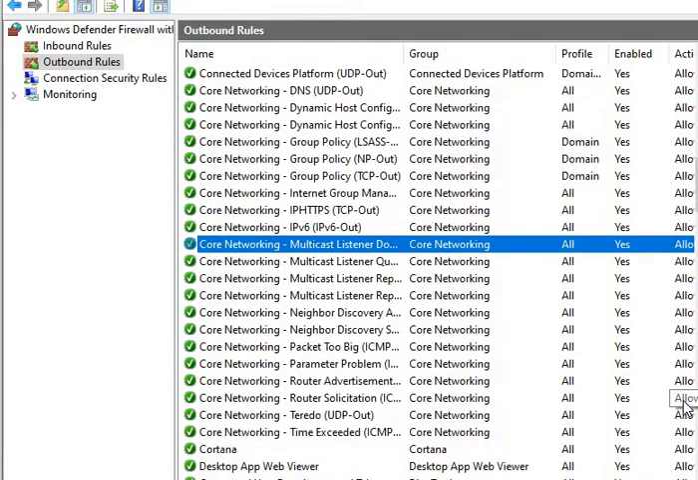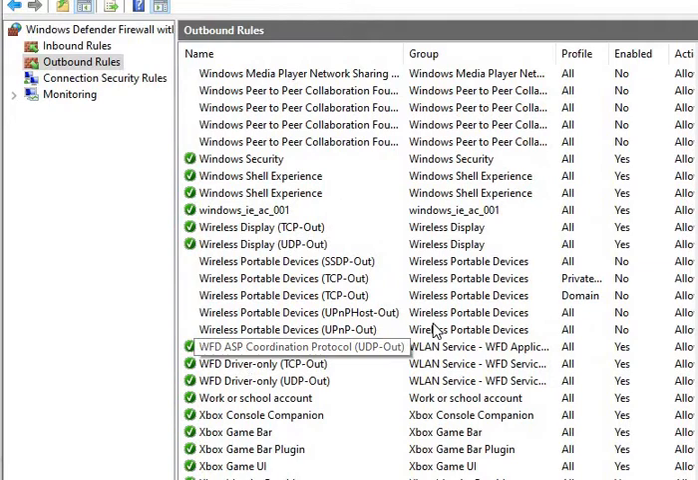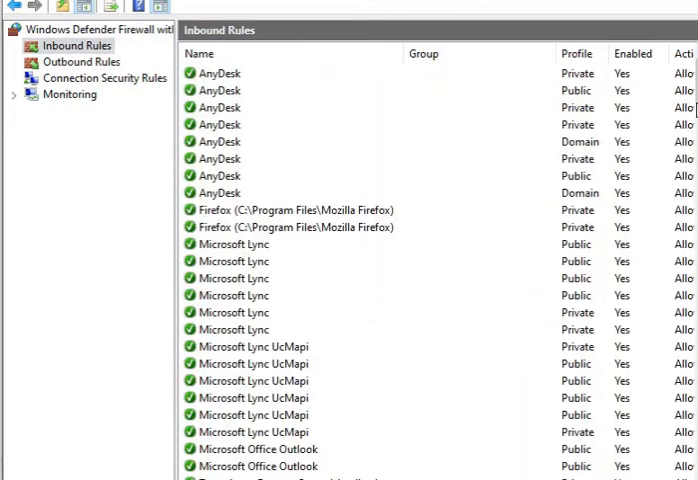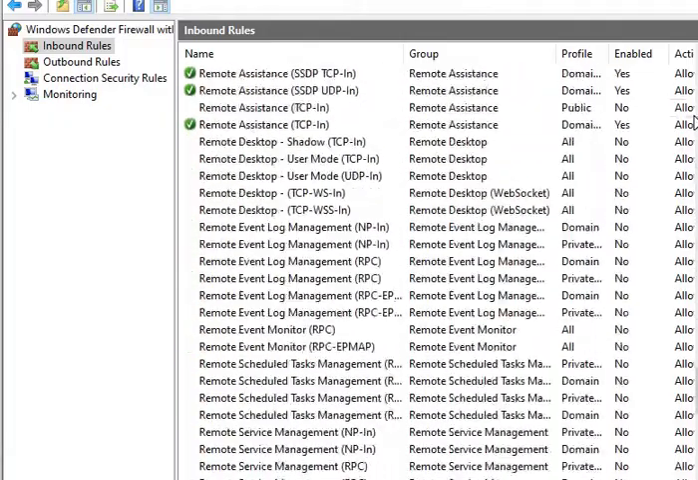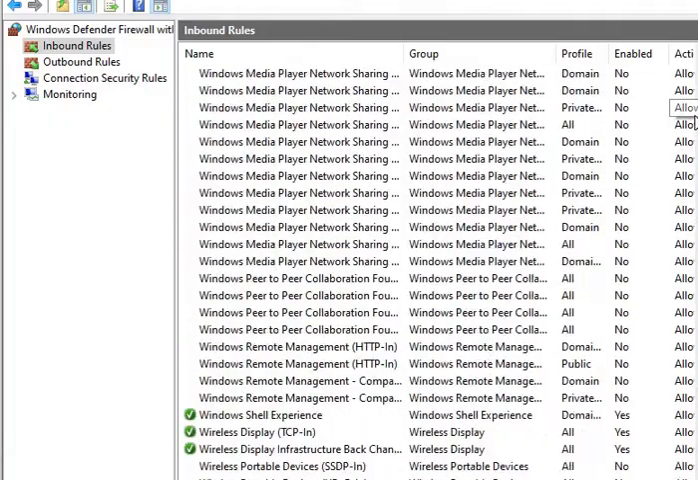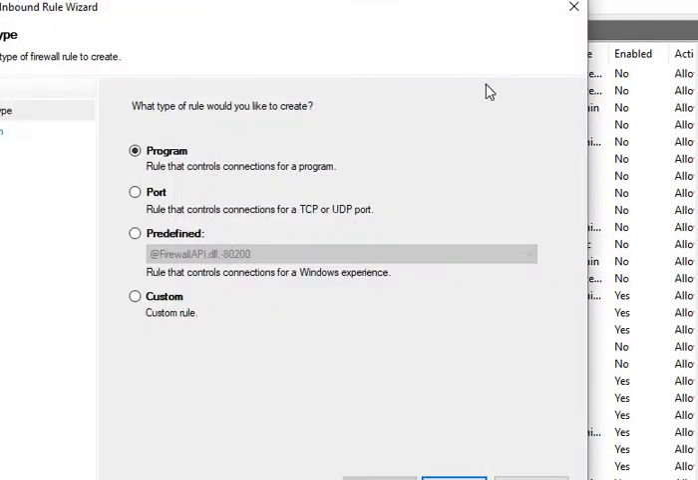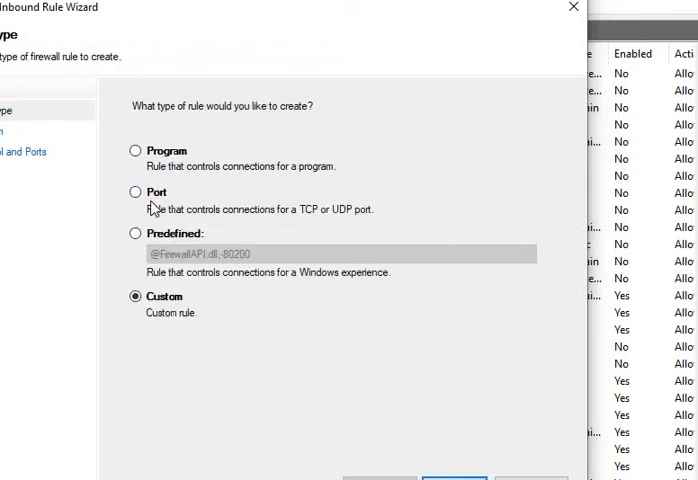So ultimately I am allowing the traffic going out of the network to these particular websites, and for the inbound rules I am also allowing the traffic from these particular websites. Let's say you want to add a manual rule, on the right hand side panel you can click on New Rule. What I want to do is a custom rule. Let's move towards the next step, the port.